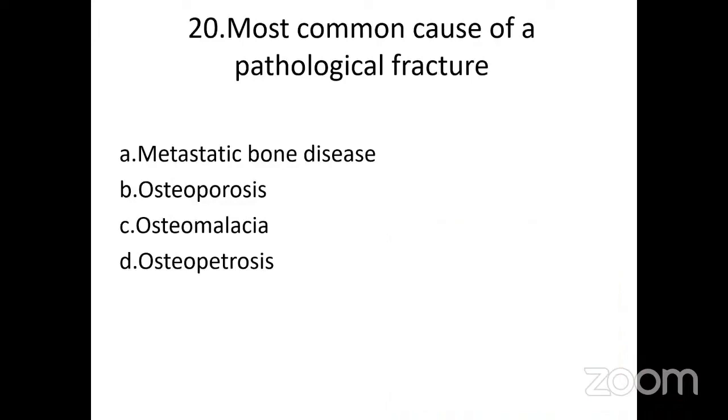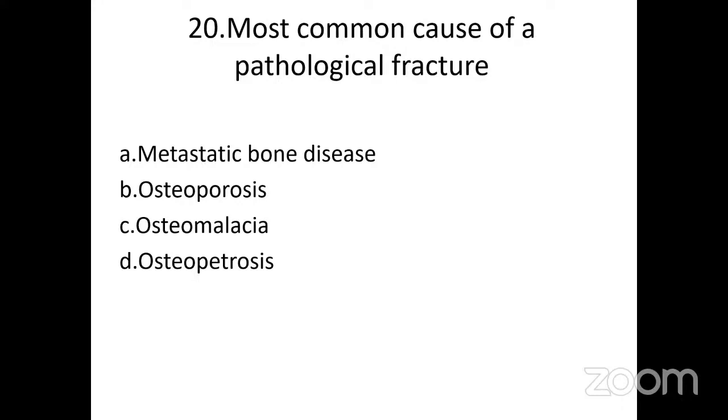So what is the most common cause of a pathological fracture? Even though metastatic bone disease is the most common malignant bone tumor, the most common cause of a pathological fracture is actually osteoporosis. Majority of the fractures after 50, 60 years, we get Colles fracture, trochanteric fracture, fracture of the neck of femur, anterior vertical compression fracture of the spine, vertebral compression fractures. These are all caused due to osteoporosis.